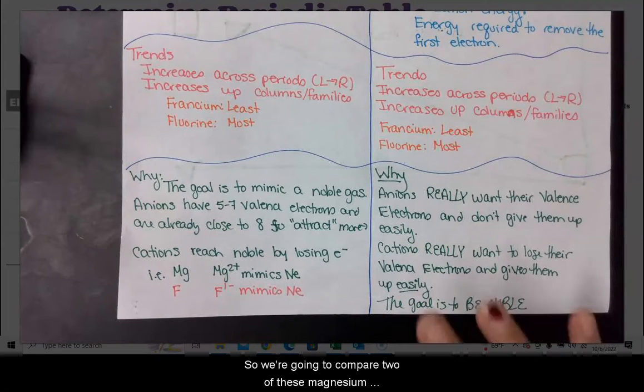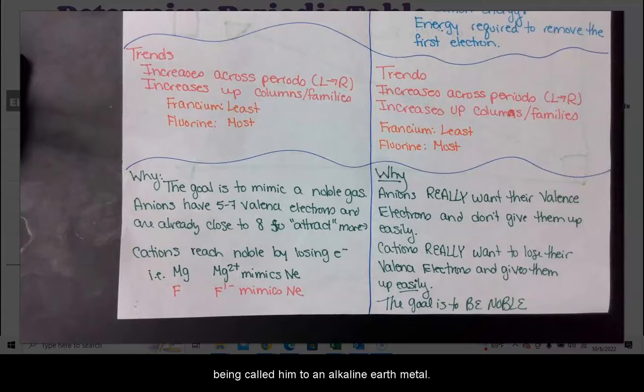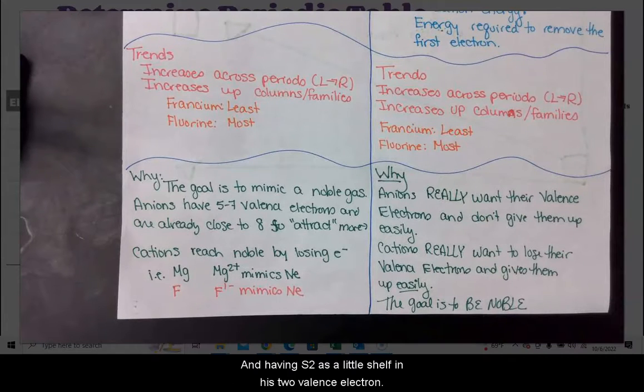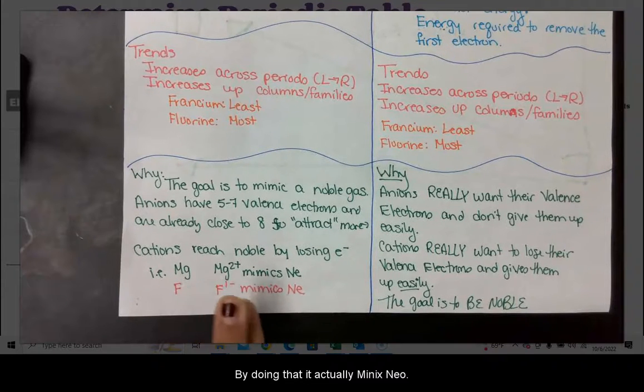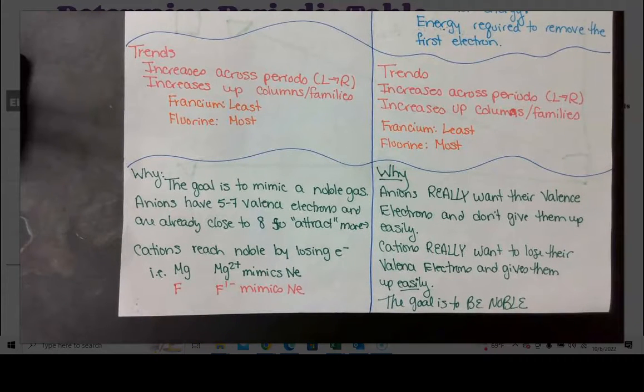If we're going to compare two of these, magnesium being in column 2, an alkaline earth metal, and having s2 as an orbital shell, so it has 2 valence electrons, loses 2 electrons to become a 2+ cation. By doing that, it actually mimics neon.